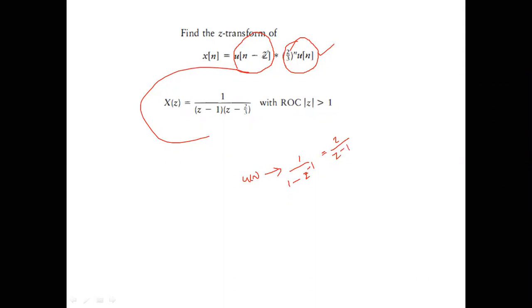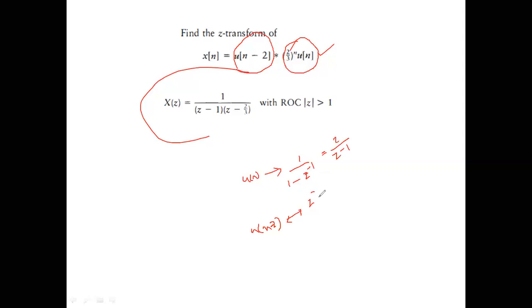Now there is a shift by a factor of 2. If this is the case, u of n minus 2, what will it be? If there is a shift in the time domain, my answer shall be multiplied by z square.